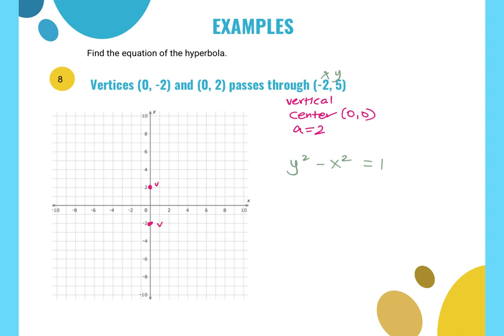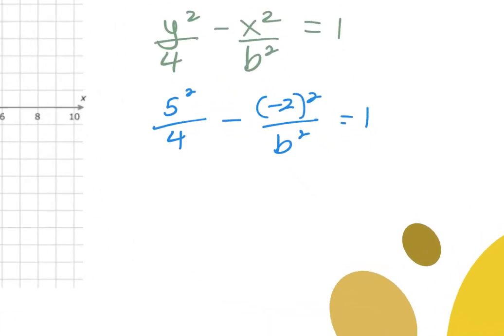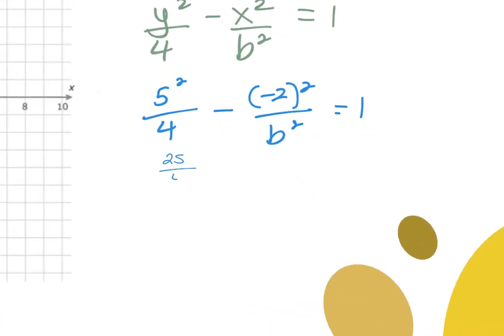Center's at 0, 0. That's why there's no h or k, right? The a is 2, so this is 4. B squared is what I don't know. So I'm going to take the x and replace it with -2, and take the y and replace it with 5. 5 squared over 4 minus -2 squared over b squared would equal 1. 25 over 4 minus 4 over b squared would equal 1.